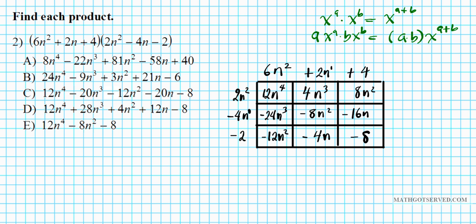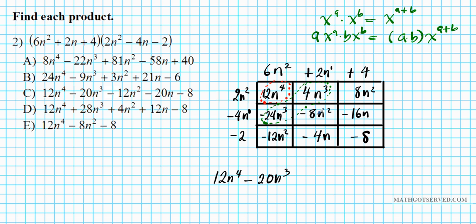Okay, so let's go ahead and combine like terms. We have only one fourth degree term here, so we'll bring that down. Positive 12n to the 4th power. And then if we think about third degree terms, there are 2 of them right here. Combine those 2. Now when you're combining, remember we're just adding coefficients, okay? So negative 24 plus 4 is going to be negative 20n to the 3rd.